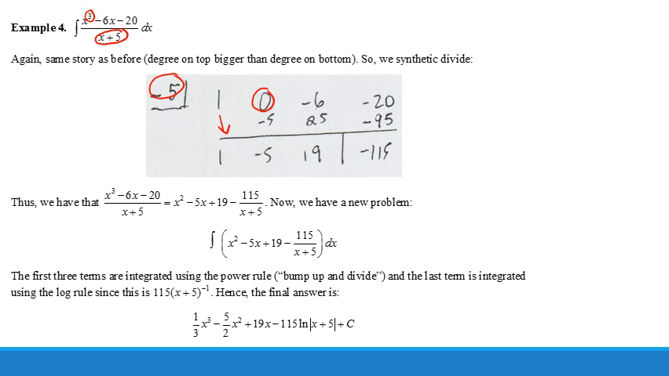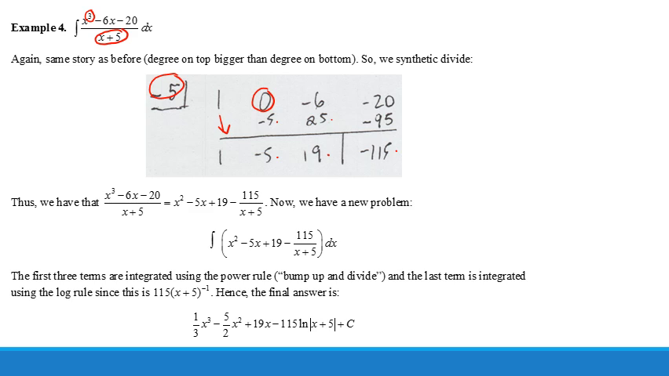Okay, so I drop down my 1, multiply 1 times negative 5. That's how I get the negative 5. Add to 0, so I get negative 5. Negative 5 times negative 5 is positive 25, plus negative 6 is 19. Then I do negative 5 times 19. I think I did that right. I believe that's negative 95. And then add to negative 20 to get my remainder.